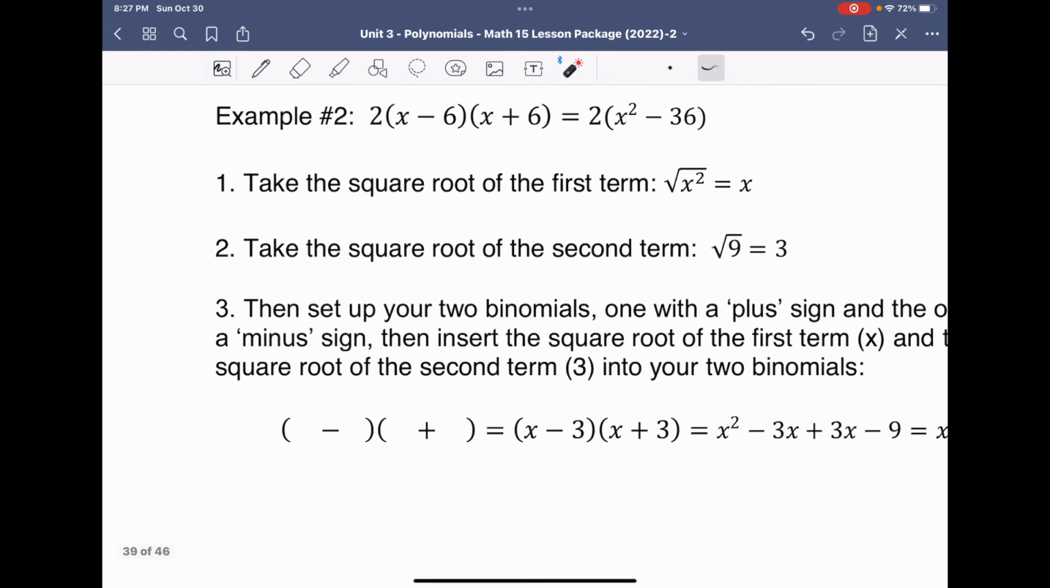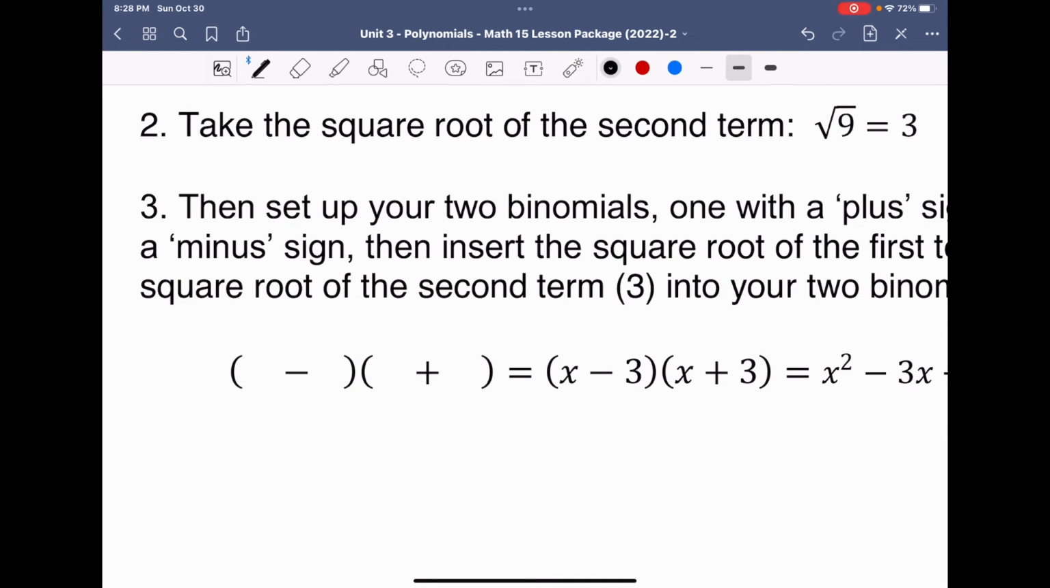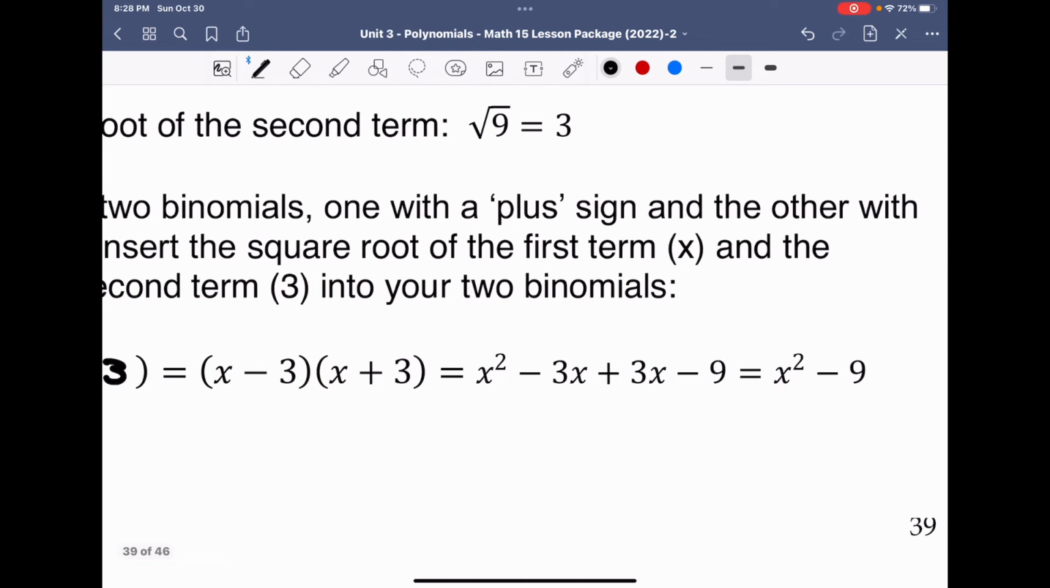So if we want to formally state this, well, here's how we do it. We take the square root of the first term. So let's say it was x squared. Well, we get an x value. And if I take a square root of the second term, let's say that was 9, then I get 3. And therefore, we set up the binomial with a plus minus, and we always put our x and then minus whatever that first number was, and x plus whatever our factor was. Therefore, giving us x minus 3 times x plus 3.